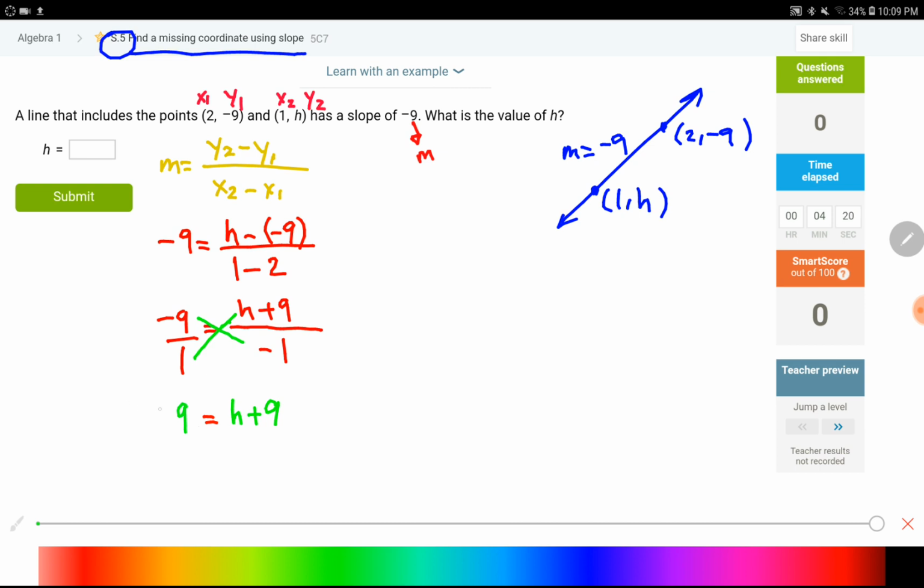Now, right here, I have an equation to solve to get the h by itself, because remember, that was my question, that's the unknown. What's the value of h? H is right here. Get that one by itself. Get rid of this positive 9 over here. But you cannot just subtract 9 from one side. You have to subtract it from the other side as well. Bring down the right side. And then 9 minus 9 equals 0. That would be my answer.